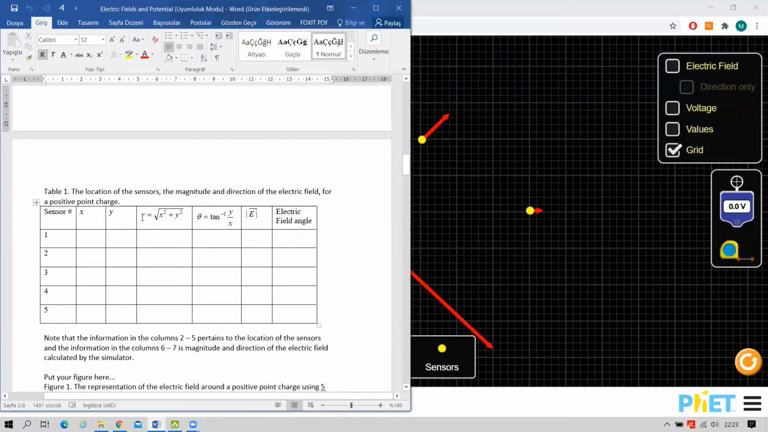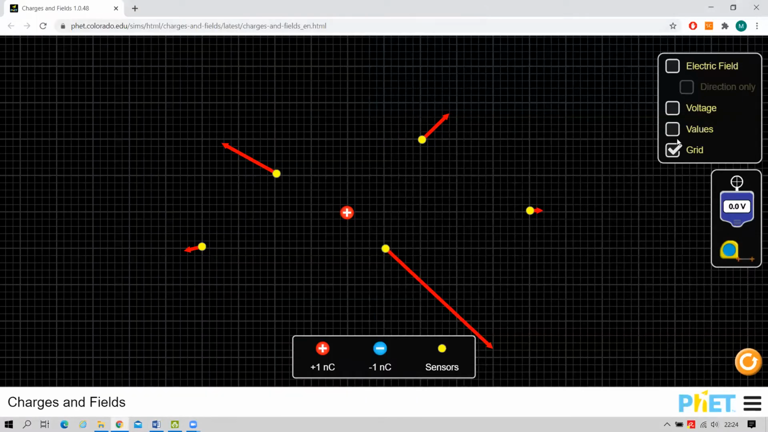The fourth column is about calculating this value, the square root of x squared plus y squared, which is nothing but the distance of the location of the sensor to the source charge. Let's do this for our case. Let's go over to the simulation and check the values.